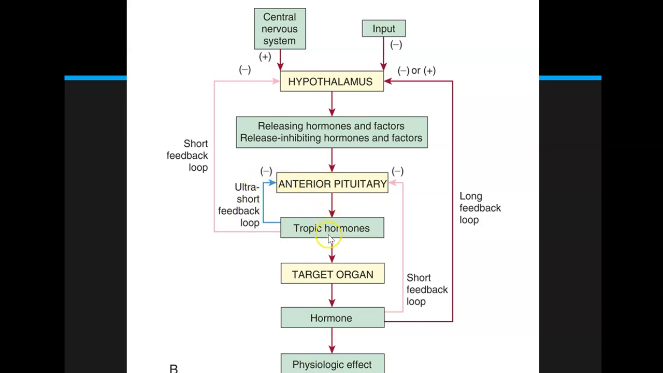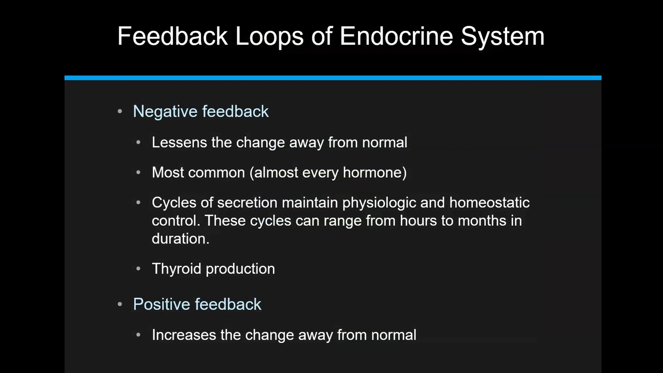But then that tropic hormone needs to go to the target organ and have its effect. Once it has reached a target organ, and that tropic hormone is bound to it, it will produce and release the hormones, and then those hormones enter the bloodstream. There will be a shorter feedback loop to the anterior pituitary that says, okay, we've got the hormones produced, and a longer one that goes to the hypothalamus, which can sense whether the level of those hormones has come back up or down. The hypothalamus can sense changes in positive or negative. And of course, as those hormones are released, there's a physiological effect, and that depends on the hormone. Sometimes it's the central nervous system that directly controls the hypothalamus. Sometimes it's an input, something has changed in the environment. So that's just a very summarized system.